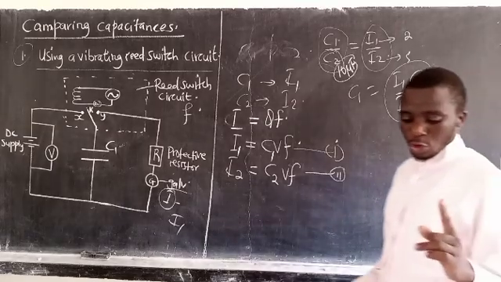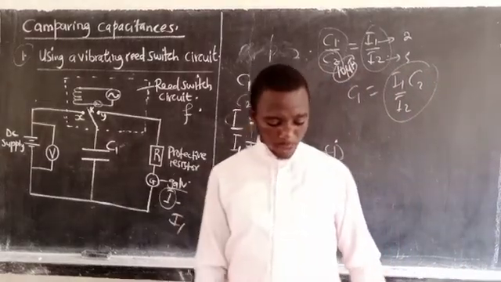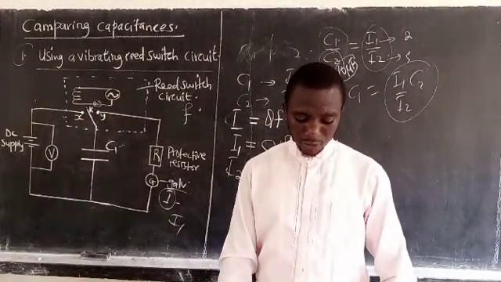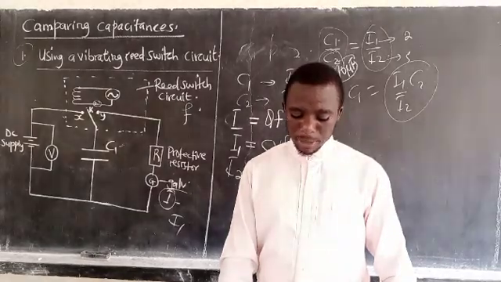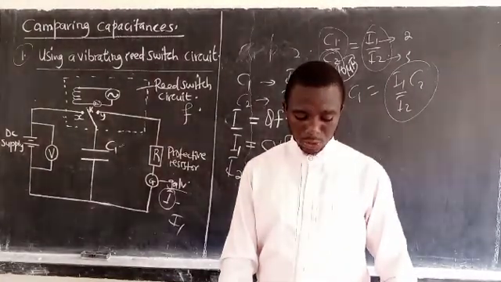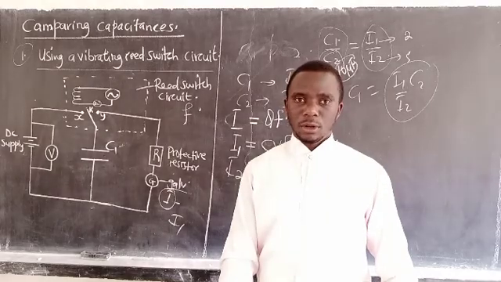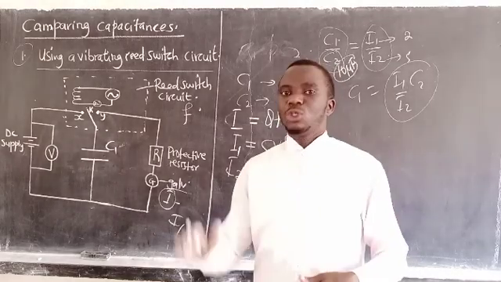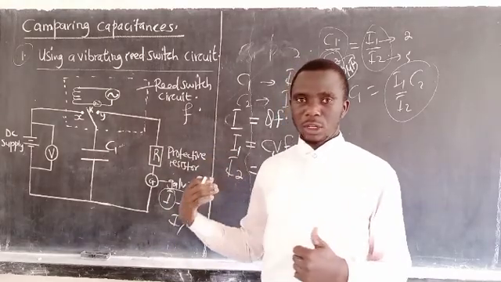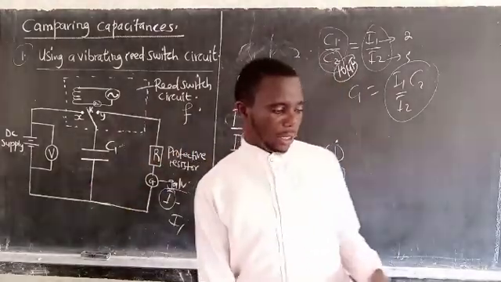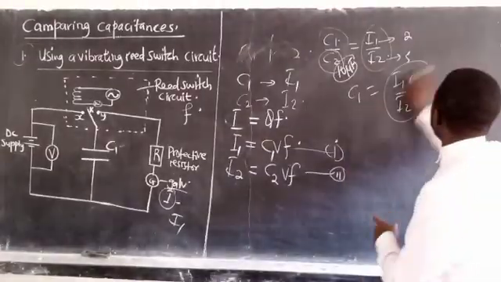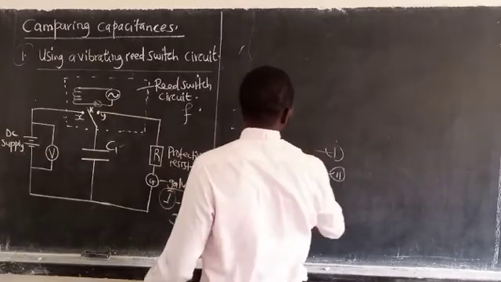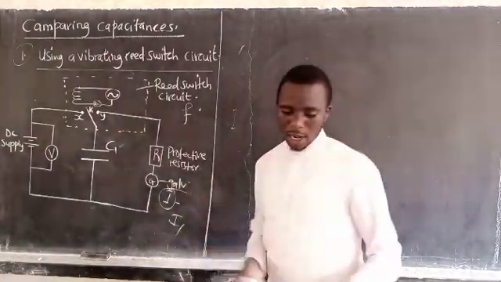So you will be expected to answer questions like, describe how the capacitance of a capacitor is determined using a known capacitor, or using a standard capacitor. So you know this, you don't know the other one, so you perform this one. That is when you are using a vibrating reed switch circuit. I know you want to write something down so that you can have a point of remembrance.